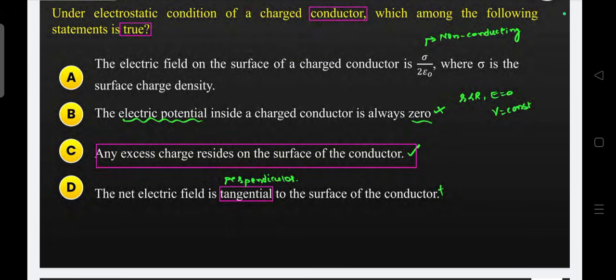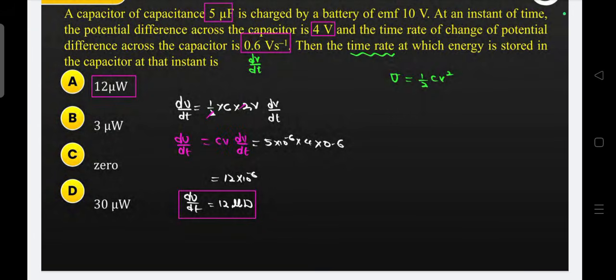Under the electrostatic condition of a charged conductor, which among the following statements is true? So the answer is C. Next question with answer.